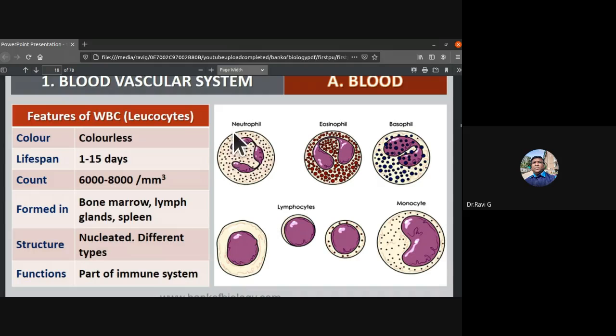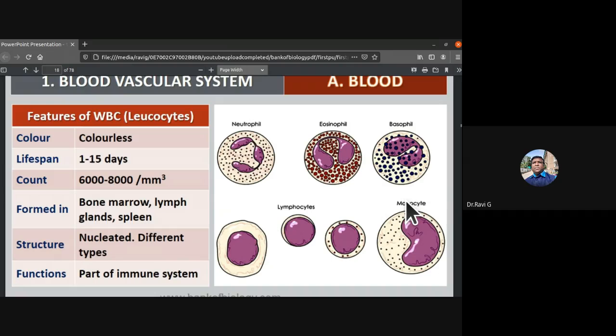The granulocytes are classified into three types: neutrophils, eosinophils, and basophils. Eosinophils respond to acidic stains. Neutrophils don't respond to any stain. Basophils respond to alkaline stain. The agranulocytes consist of monocytes and lymphocytes.